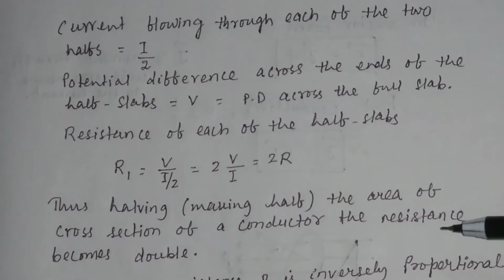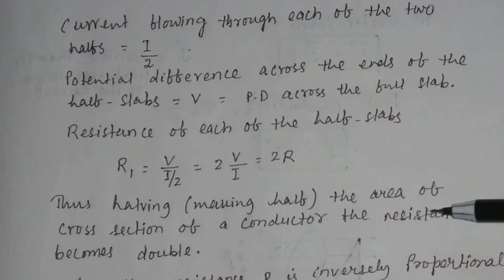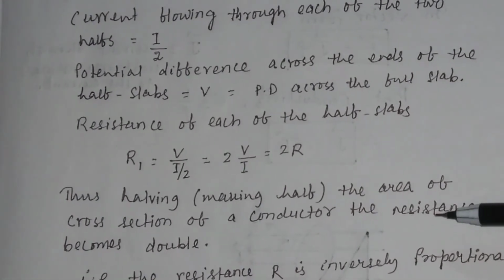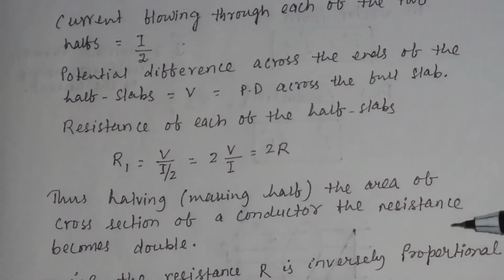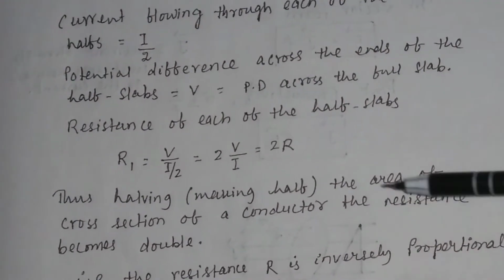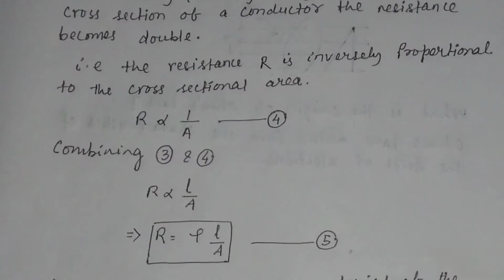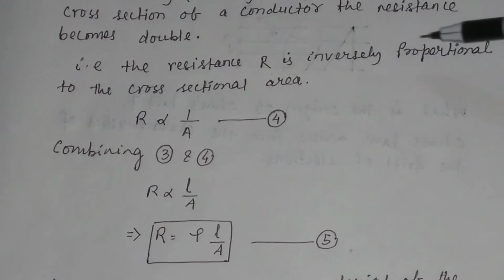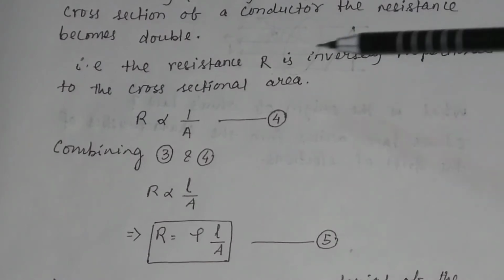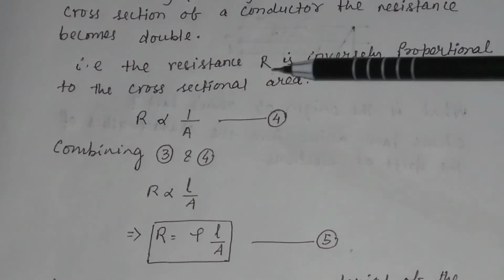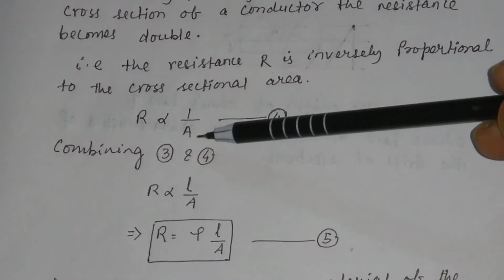If you make the area of cross section of the conductor half, then the resistance of the conductor becomes double. That is, the resistance R of the conductor is inversely proportional to the area of cross section. So R is proportional to 1 by A.